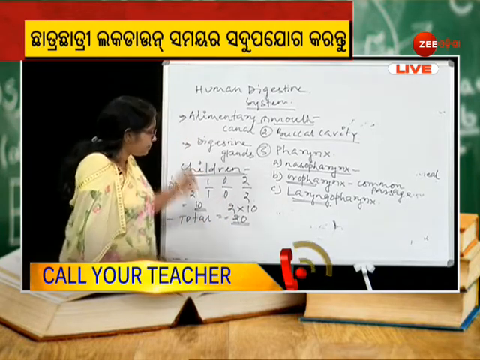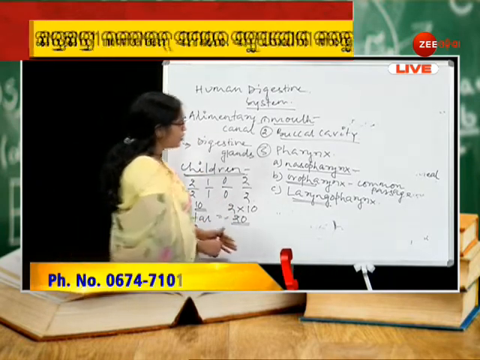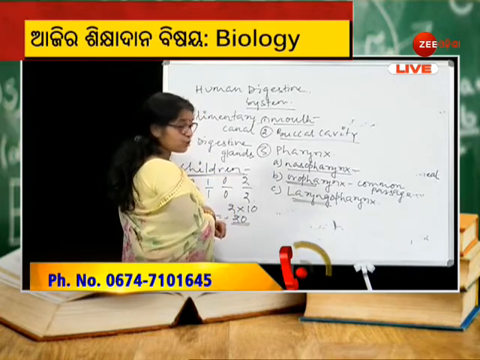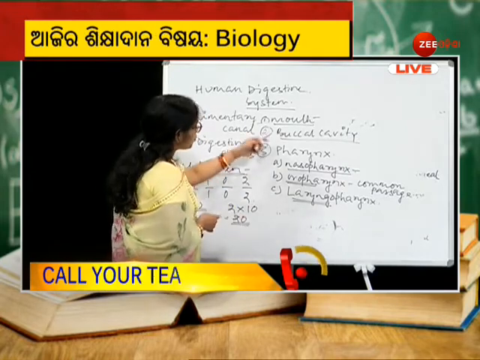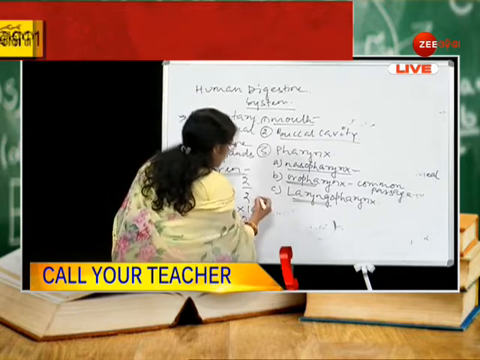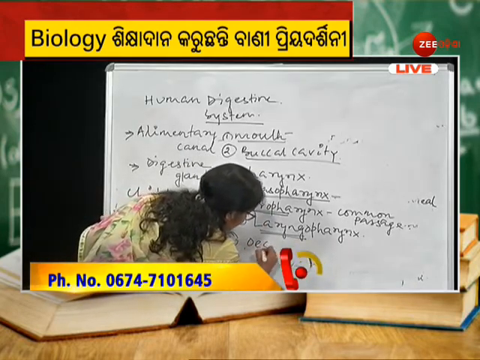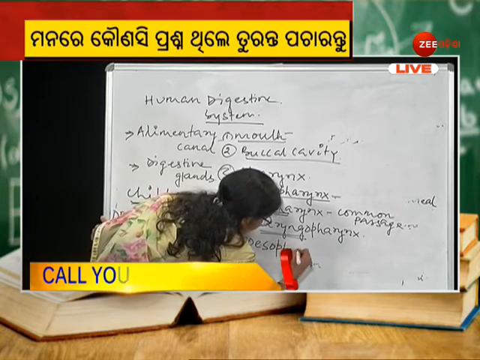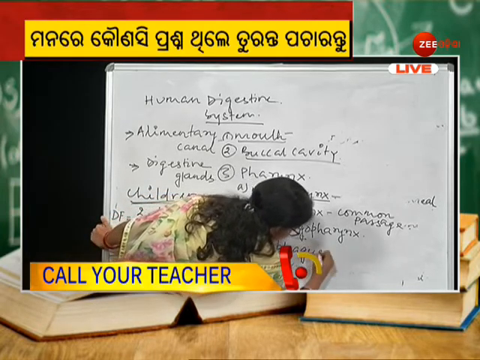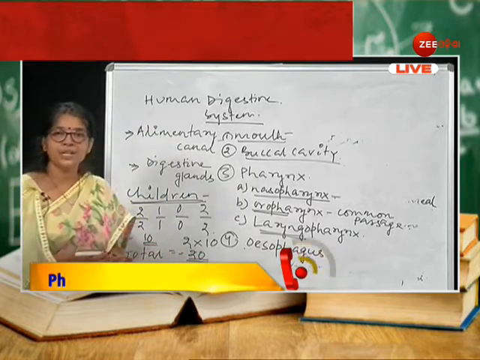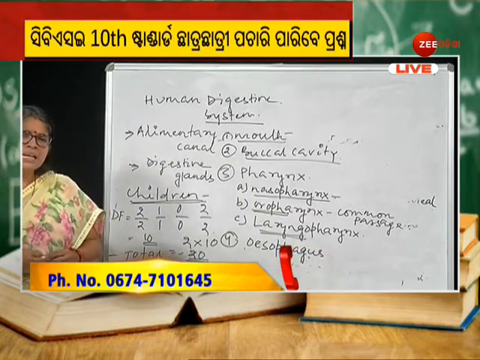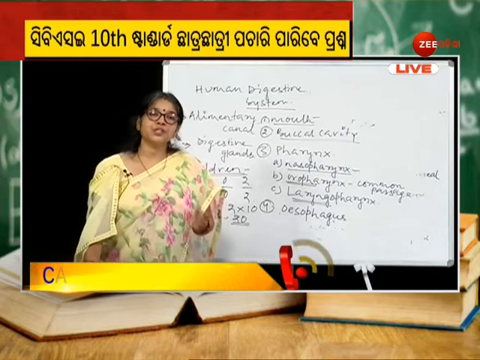Then the next one is laryngopharynx, which is connected with the larynx. So this is about the pharynx. The fourth part of the digestive system is the esophagus, which is commonly known as the food pipe, and that is mainly formed by muscular structures.